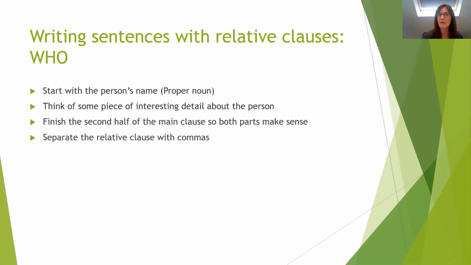We need to start with the person's name that we have in the narrative. So start with the proper noun. And then think of some piece of interesting detail about the person that you want to add to the description. And then you need to finish the second half of the main clause so that the first part and the second part of the main clause make sense. And the last thing you need to do is separate the relative clause with commas. Let's look at an example.